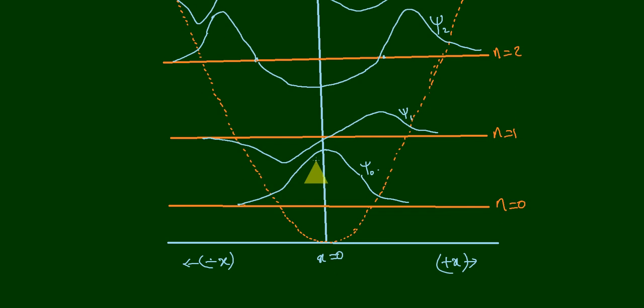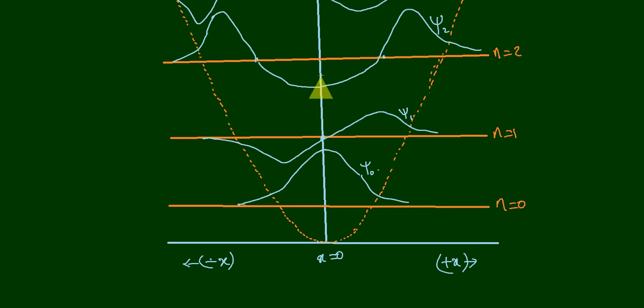But when we go to the next higher state, that is the psi 1 state, it has a node here. See, it meets the horizontal axis. This is where psi has zero value. So it has a node here. Here it has a negative value, here it has a positive value, and it is an antisymmetric function. And there is one node.